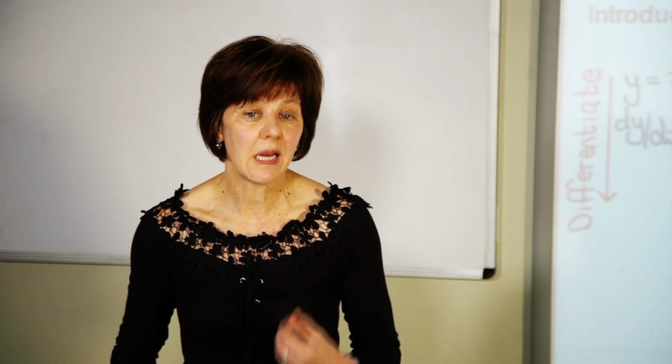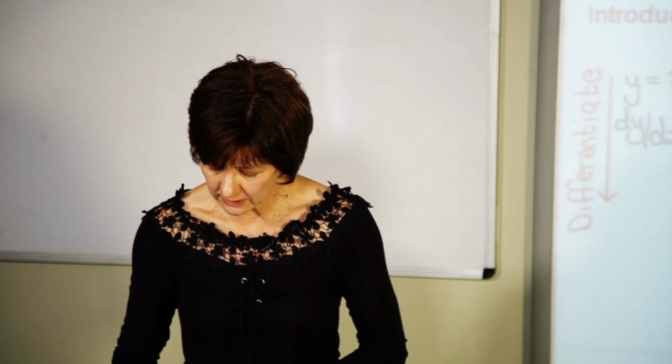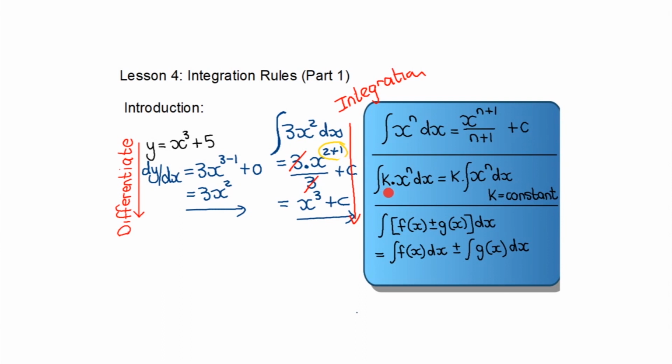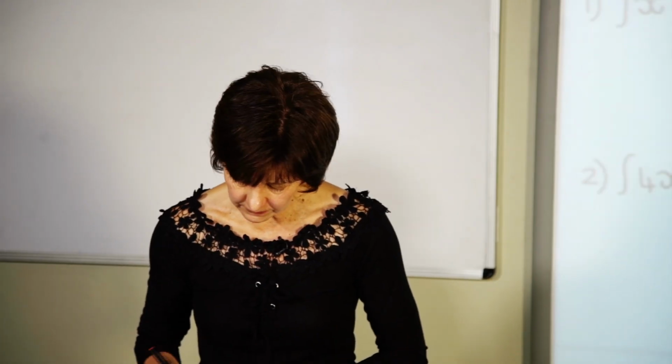If I had k times x to the power n, you can actually take out the k and just integrate the x to the power n, which I can do because I've got a rule. And then the last rule that we are going to look at is if I've got more than one term in terms of x, and I want to integrate all of these terms, you can actually integrate the one, and integrate the other one, and just join those answers with whatever sign you had originally. So let's take them one by one, and we actually do some integration problems.